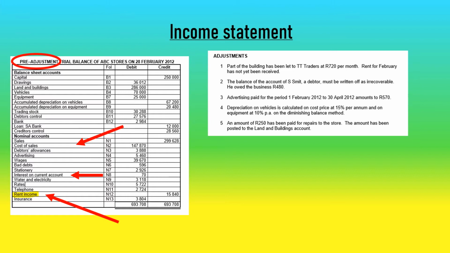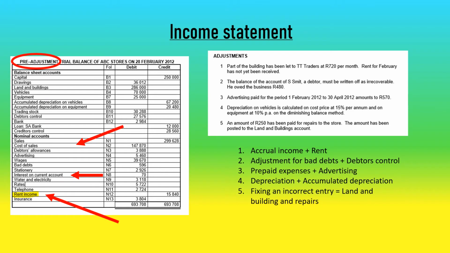What I like to do is read the adjustments, and see the accounts that are affected for each adjustment so that I know which line items I should actually be adjusting in my income statement. So for example, let us look at number 1.